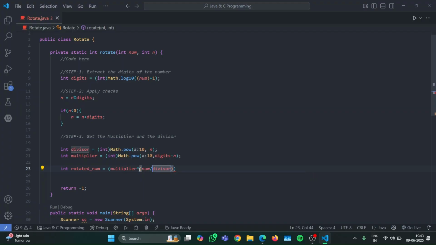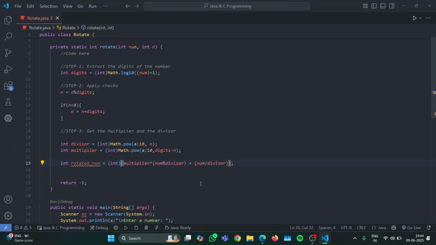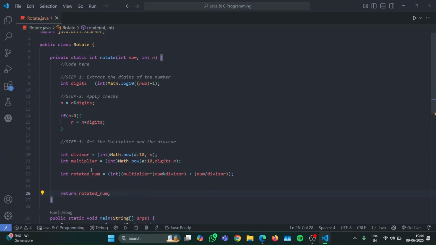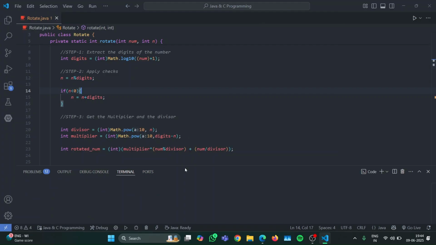So here, instead of the quotient, we need the remainder of the division, because the remainder will be multiplied with the multiplier. Similarly, then add it with the quotient, that is num by divisor. Also, we have to typecast the value with integer so that no double value conflict will arise. There is a whole bracket in front of it, so I don't need to add another bracket. Then instead of this -1, we return the rotated num. Now let me compile this program and get the output.